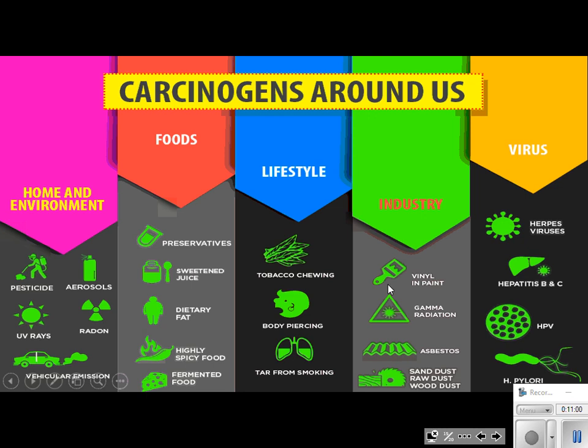Now, here I have lists of some different carcinogens. A carcinogen is just a cancer-causing agent. Pesticides, aerosols. We talked about ultraviolet rays, radiation. Vehicular emissions. Talk about smog out on the West Coast, out by LA. That comes from vehicular emissions. How about some foods? Some foods, different preservatives. Sweetened juices, some sweeteners could be carcinogens. Dietary fat, highly spicy foods, fermented foods, and some lifestyle things here: chewing tobacco, smoking.